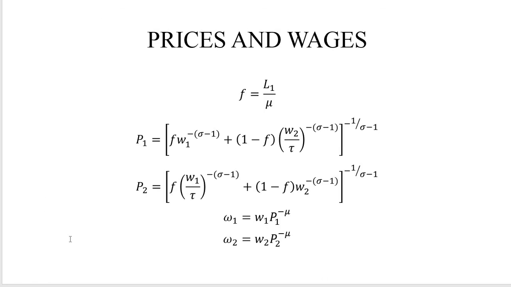Okay, so here we introduce F, and basically F stands for the ratio of L1 to mu, and as you remember, mu stands for L1 plus L2. So basically it just tells you what is the proportion of workers employed in manufactured sector who work in the first region.